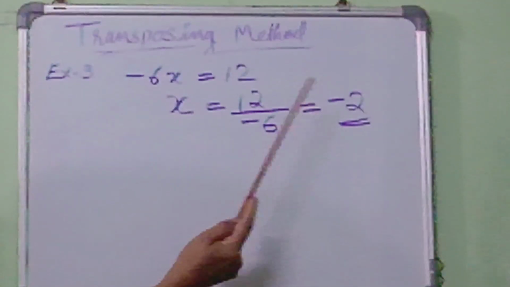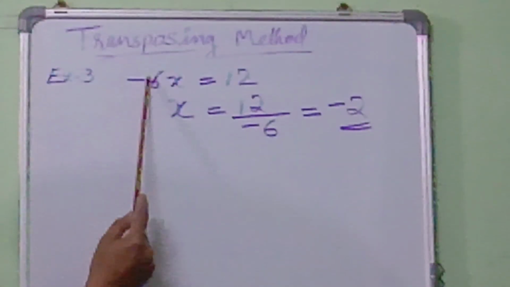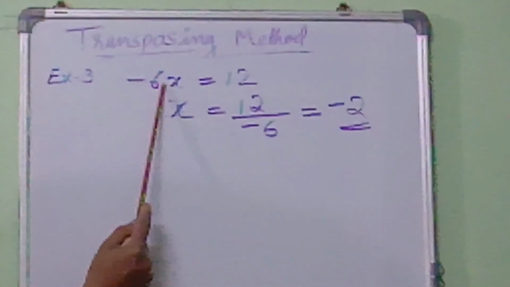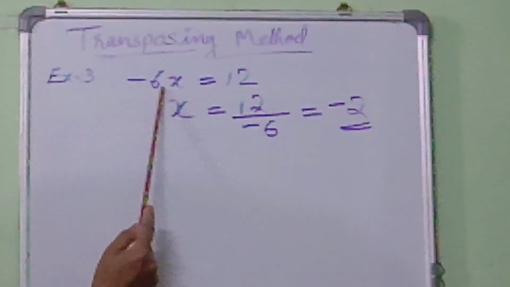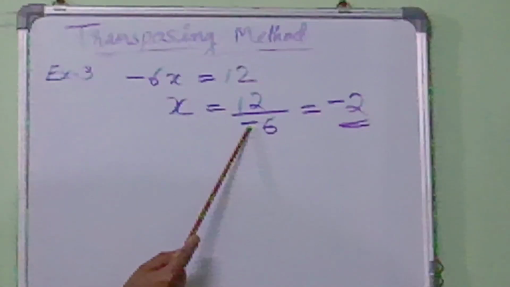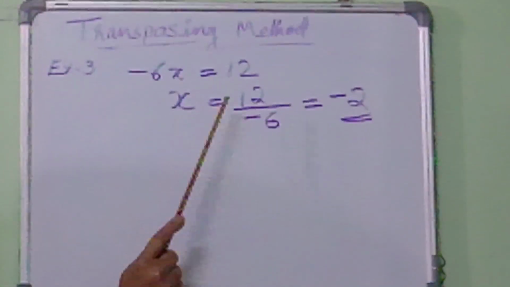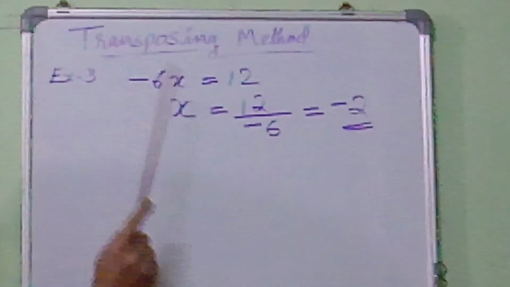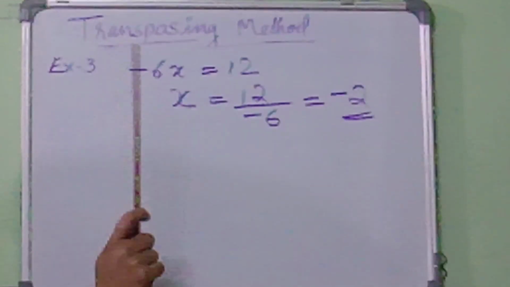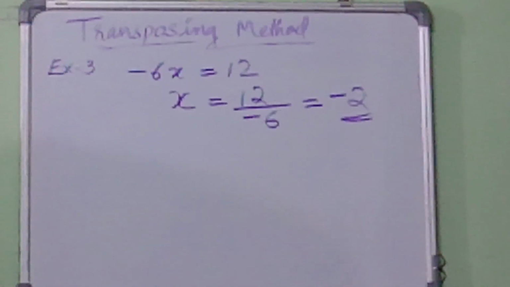Minus 2. So you have to notice one thing. This negative is not changing here. The operation is changing. The operation between minus 6 and x is multiplication, and that is changed to division. The minus sign will remain the same in this case. And this is the common mistake students make, so take care of it.